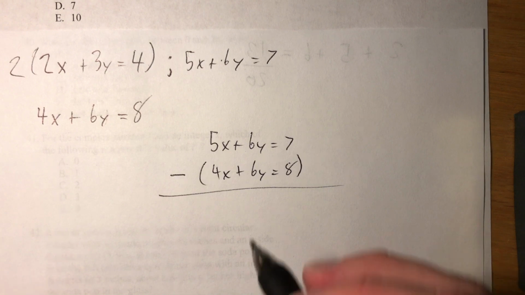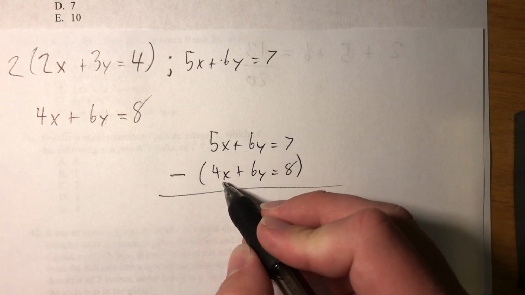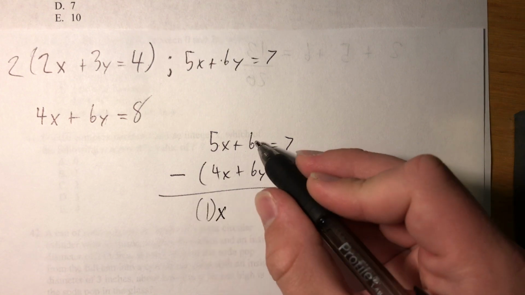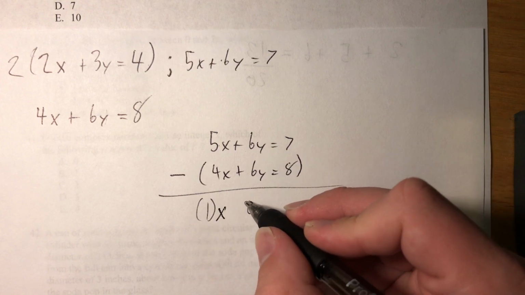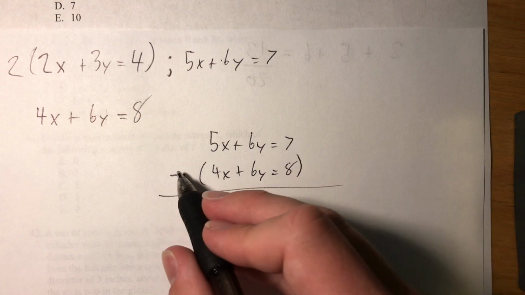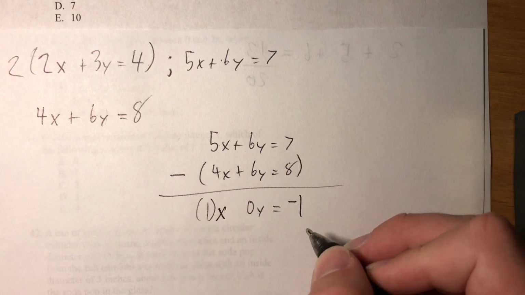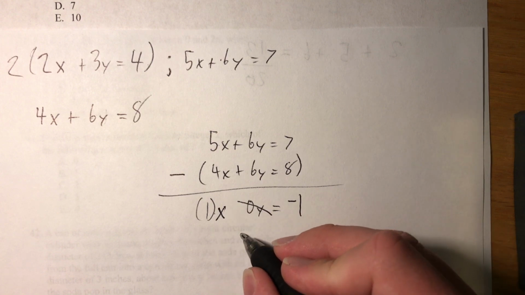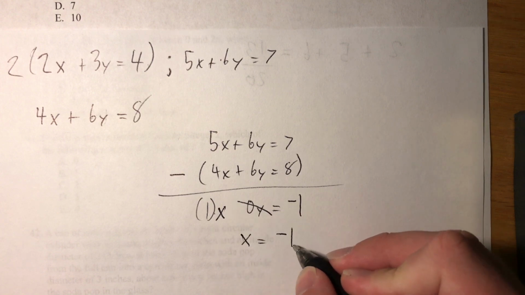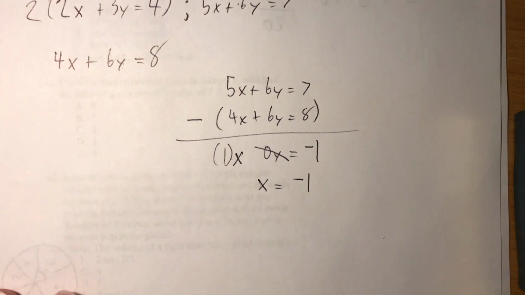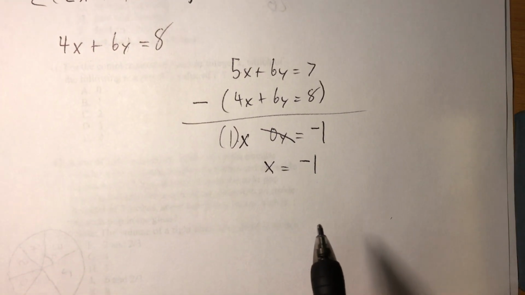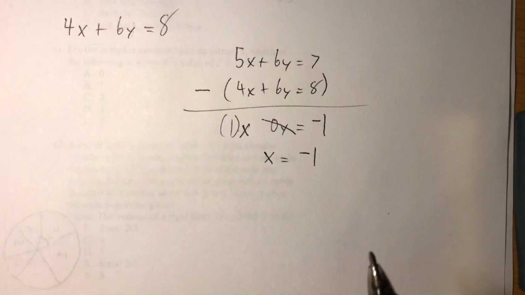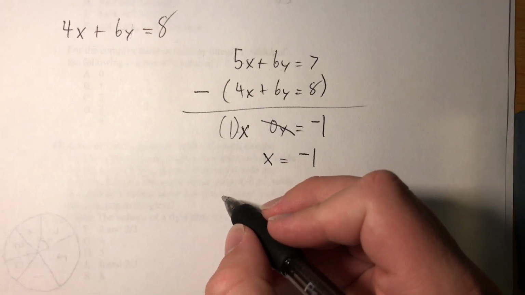subtraction of numbers. 5x minus 4x equals just 1x. 6y minus 6y equals 0y. And 7 minus 8 equals -1. So that isn't anything, and that's just x, so x equals -1. So that's good. Now all we need to do is plug back in to one of our original equations. Let's just do this one. Doesn't really matter which one you choose.